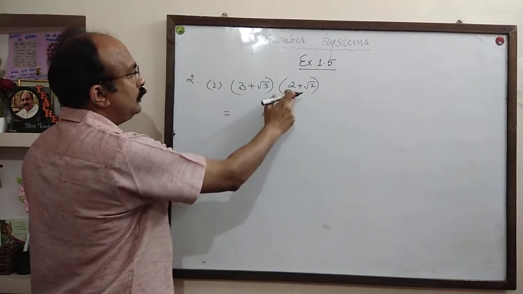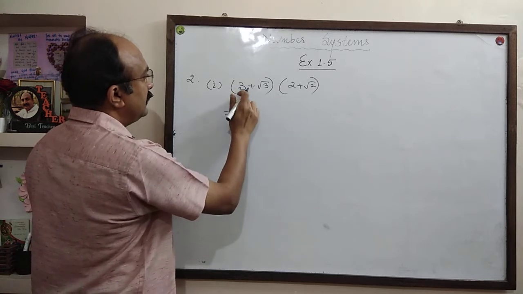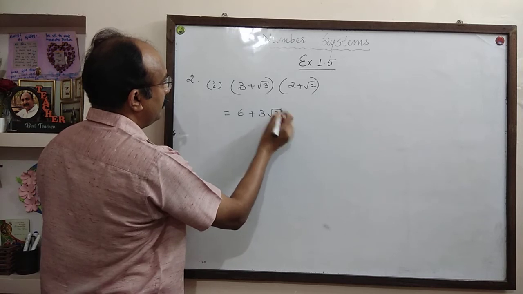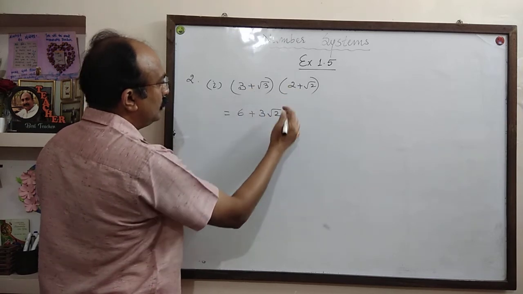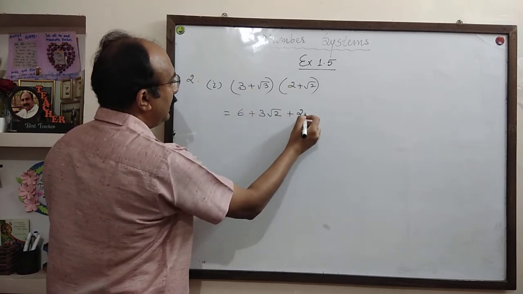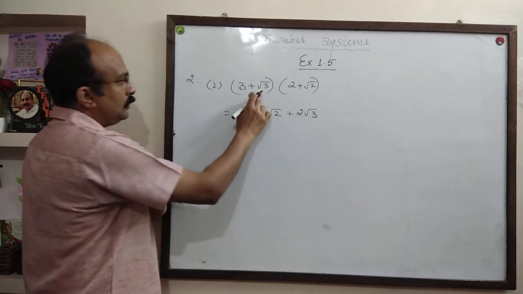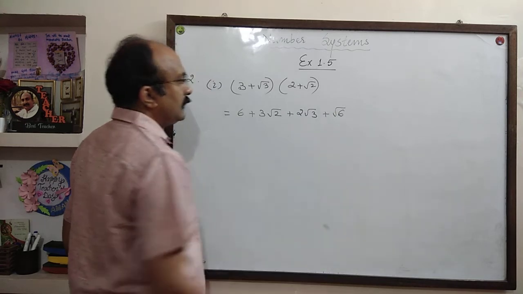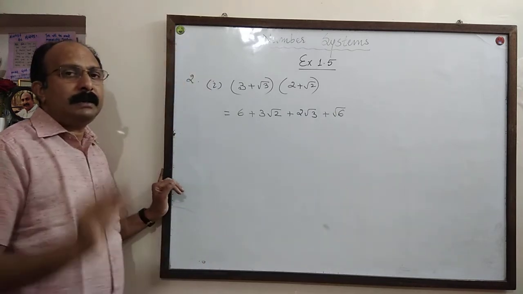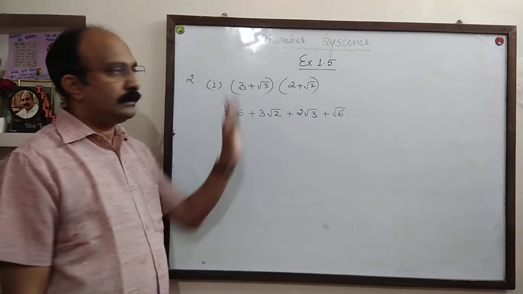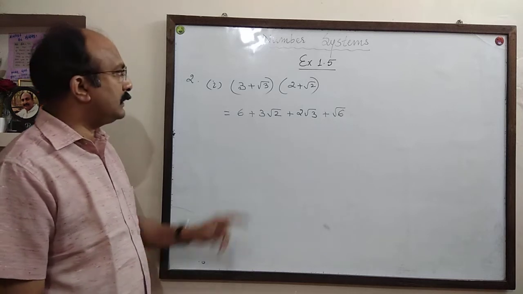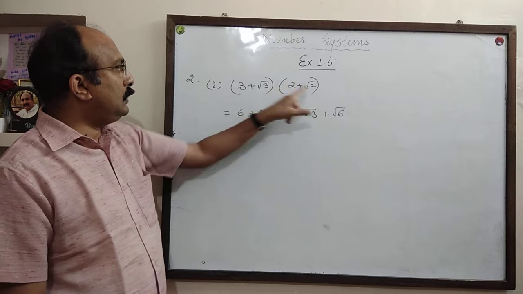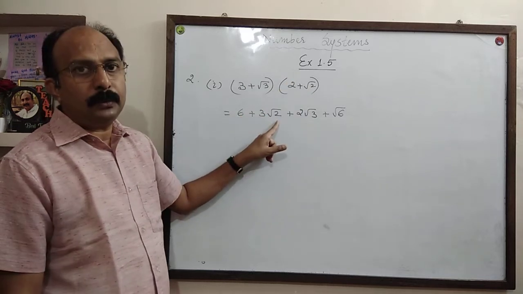First 3 into 2, 6. 3 into root 2, 3 root 2. Root 3 into 2, 2 root 3. Root 3 into root 2, root 6. So remember some important points while doing this calculation. 3 into 2, 6. 3 into root 2 is 3 root 2.